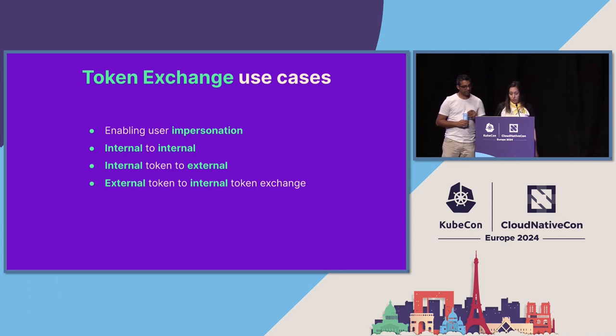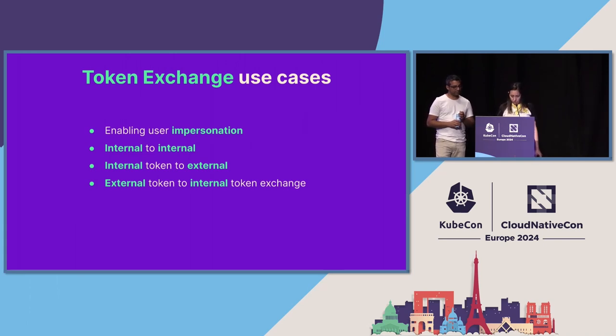Next one is internal-to-internal token exchange. A client can exchange an existing token created for a specific client for a new token targeted for a different client. This could be useful in case you want less permissive access rights when the service is calling another service.